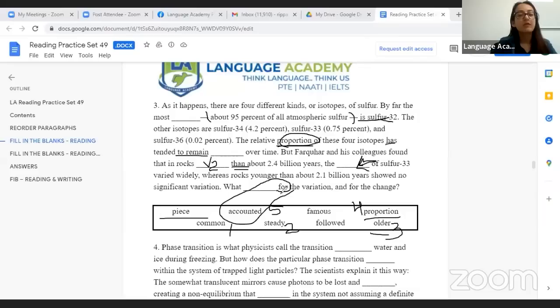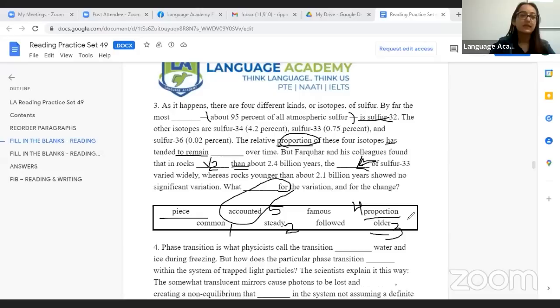And the last one, account for, is a collocation, which normally we use with numbers, that accounted for this much proportion. It is generally with percentages, but it can be used in other senses as well. Like here, what accounted for the variation means what led to the variation. It is possible to use apart from numbers as well, but mostly it is used with numbers. So these are the answers.